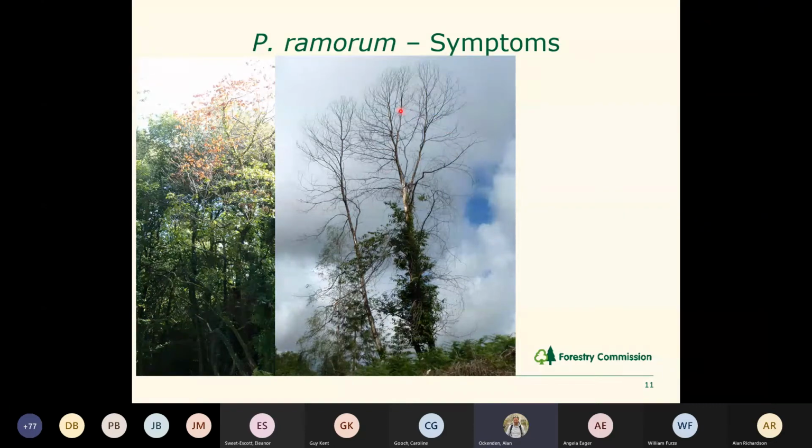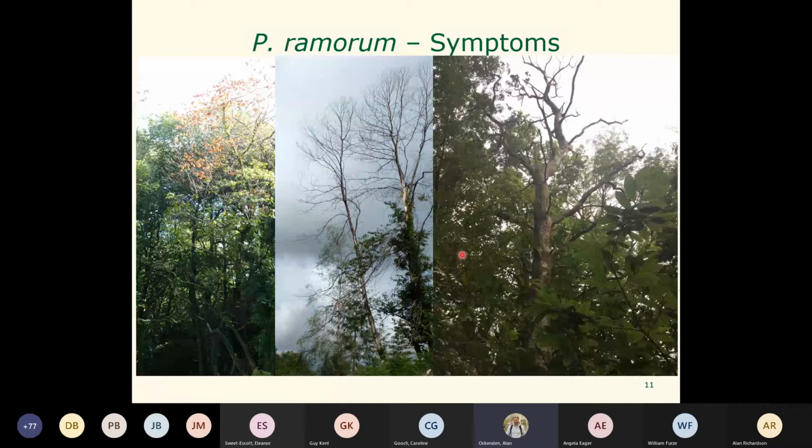And here you can see it's really started to work its way down through the main stem of the tree. We're almost left with just epicormic regrowth now. So really under a lot of stress and not doing very well. And ultimately, it can end up looking like this. It can end up in mortality of the tree as well.